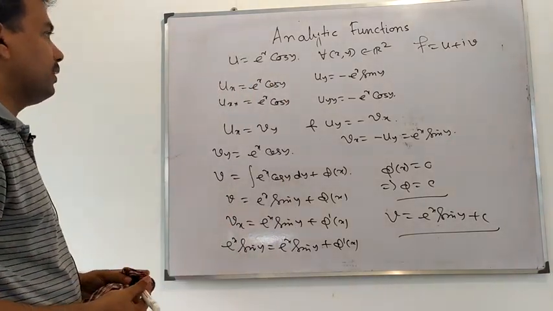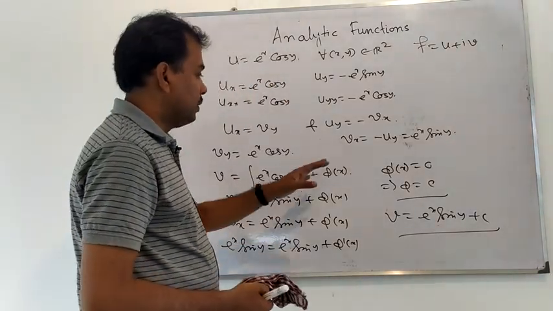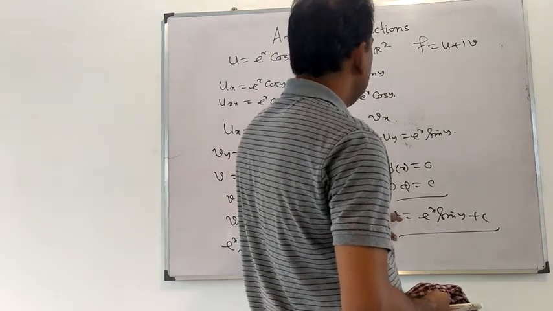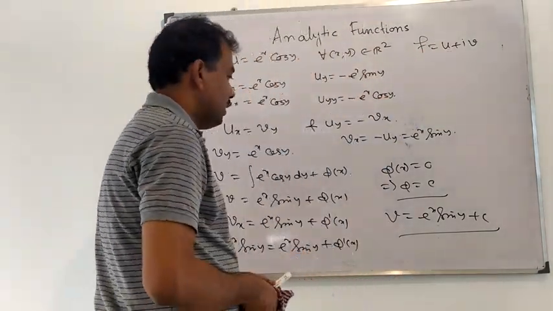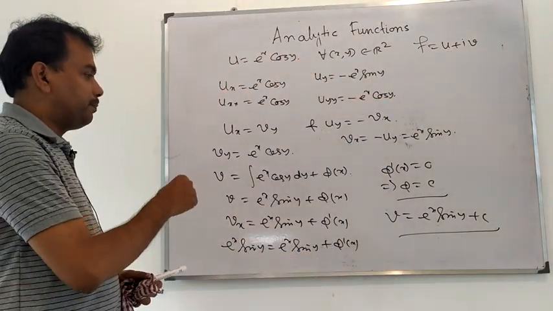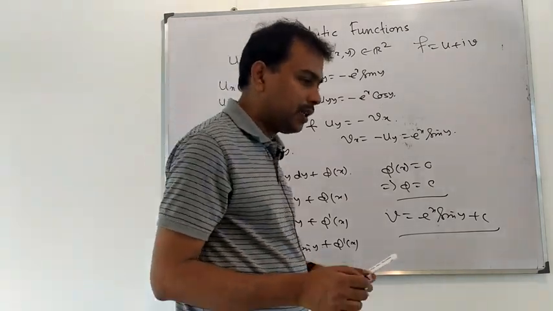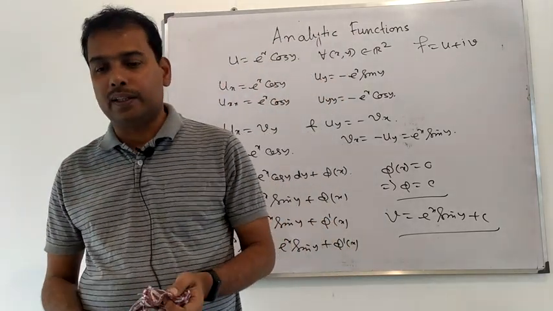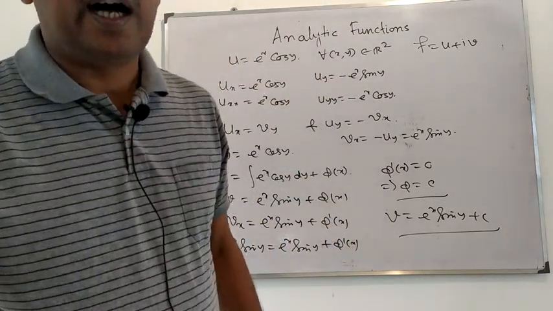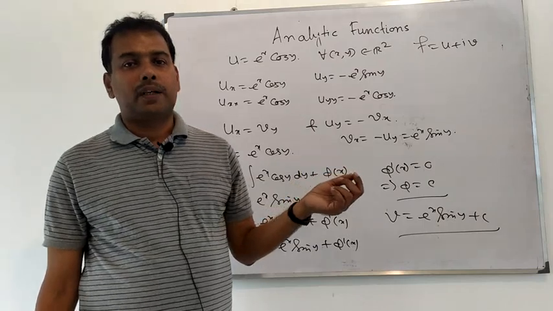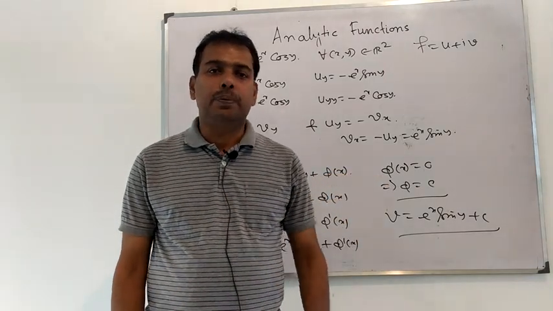So u is given, and we find v. So the corresponding complex function f equal to u plus iv is analytic. Here, whenever a harmonic function is given, we can find a corresponding function v such that u plus iv is analytic.